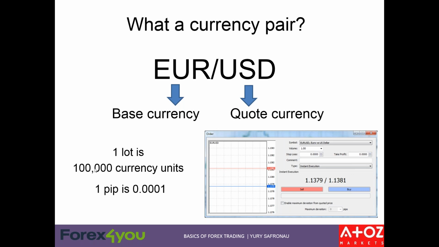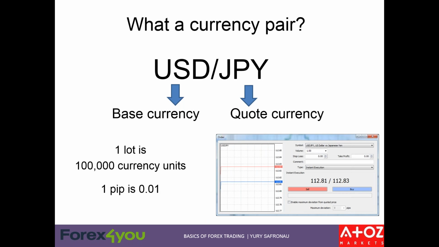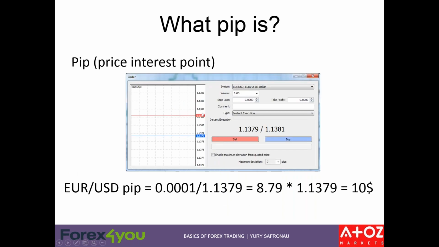Let me just jump to the next slide, the Japanese yen as a base currency. In a yen-denominated currency pair, a pip is only two decimal places, as you can see, 0.01. This is 1/100th of a cent. Currencies are often traded in lots that are 100,000 units of the underlying currency. Yes, one lot, 100,000. I'm sorry. So the next slide is what a pip is.